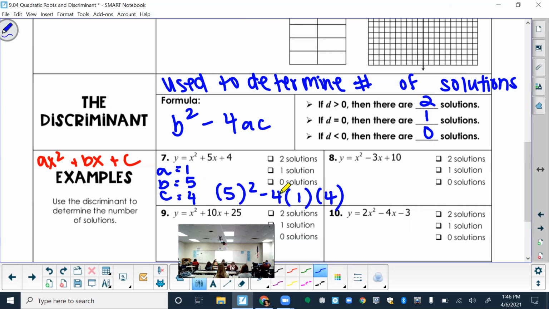So b squared minus 4ac. I enter that in my calculator exactly how it looks. And I get that my discriminant is equal to 9. Since it's equal to 9, what category does it fall into? Is it greater than 0, equal to 0, or less than 0? Greater than, so how many solutions do I have? 2. All right, and that's it.